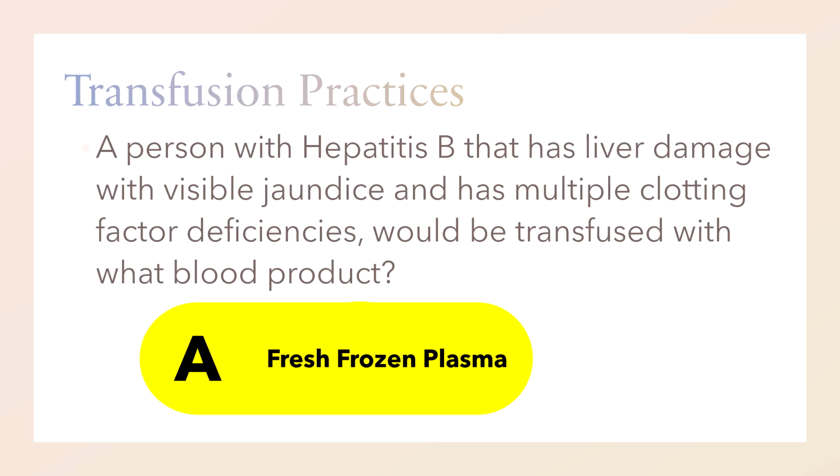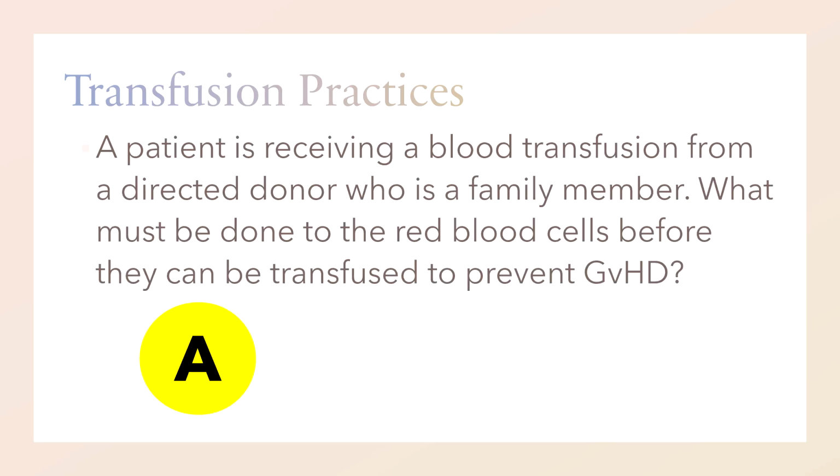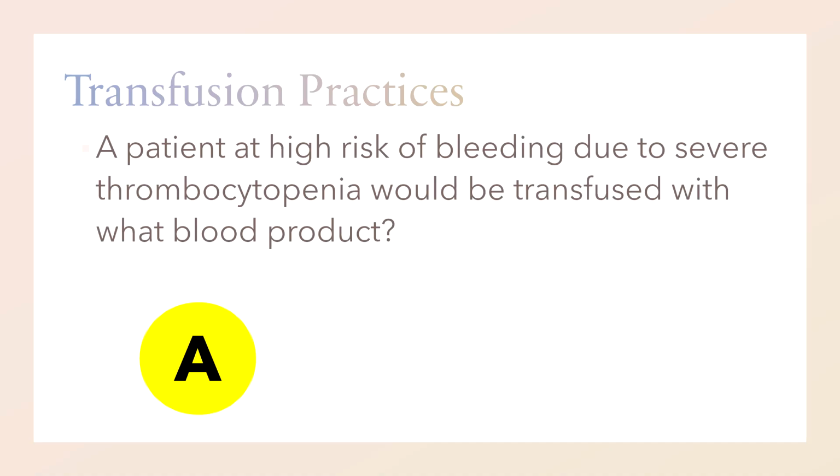Fresh frozen plasma. A patient is receiving a blood transfusion from a directed donor who is a family member. What must be done to the red blood cells before they can be transfused to prevent graft versus host disease? It must be irradiated. A patient at high risk of bleeding due to severe thrombocytopenia should be transfused with what blood product? Platelets.